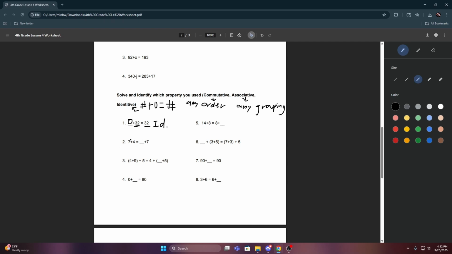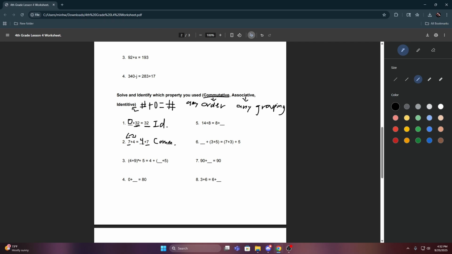Number 2, 7 plus 4 is equal to something plus 7. Already we notice that we have one similar number here, and the only difference is the place that they're being added, right? So as soon as you see a slight change in order in the addition, you would immediately think commutative. So that just means that these numbers were flip-flopped, so it would be 4 plus 7, and they will still both be equal, the same thing. So this will be the commutative property. I'll just write it in short form.